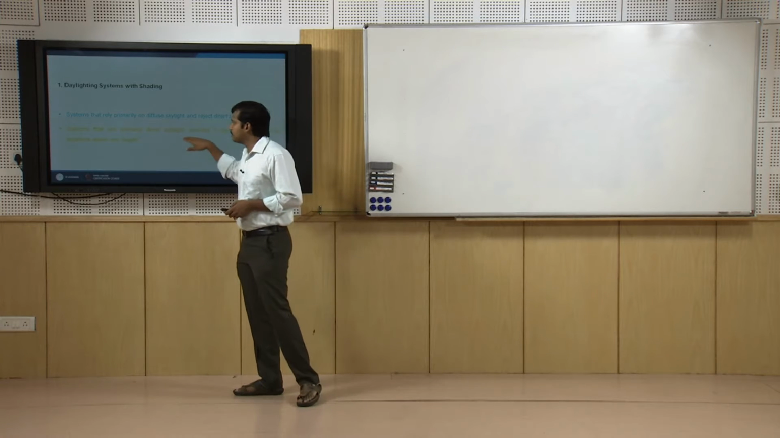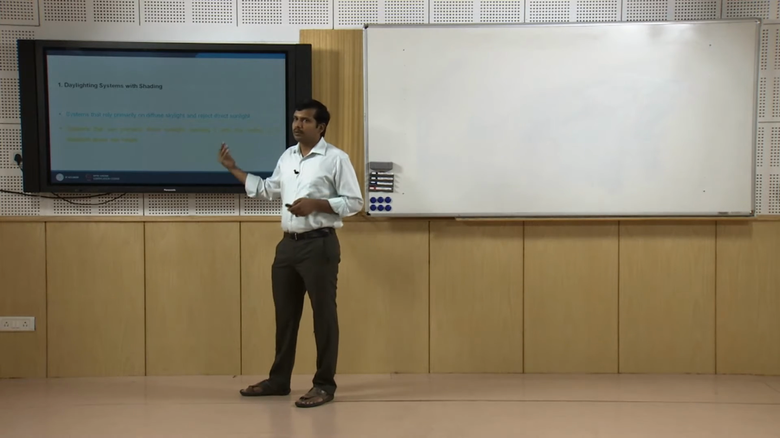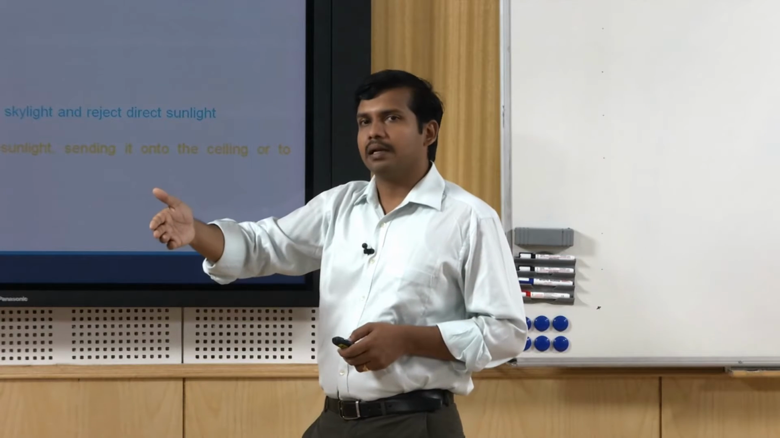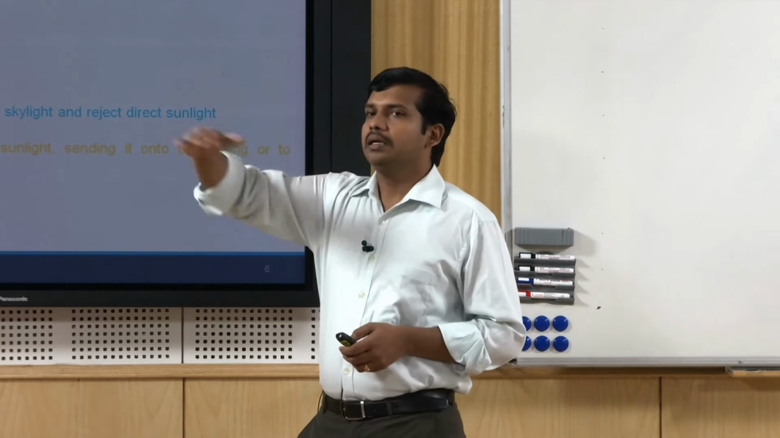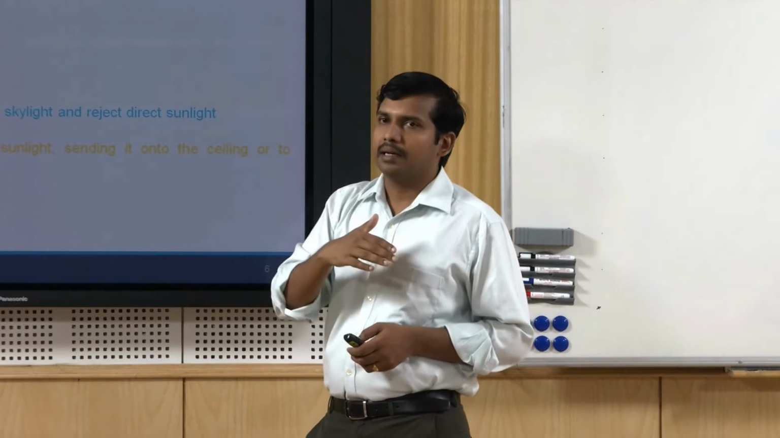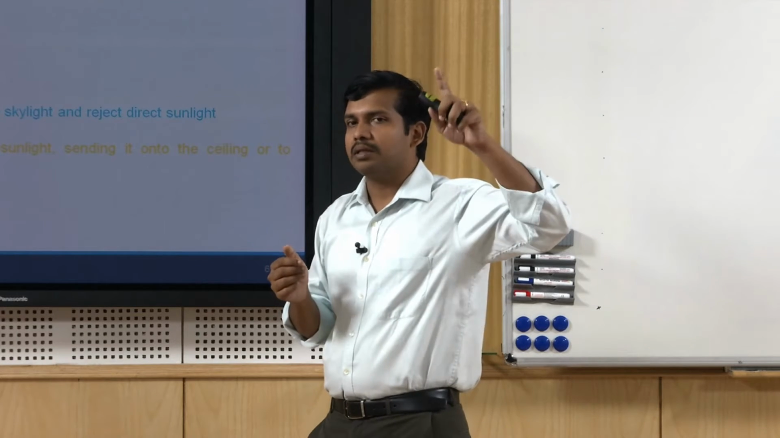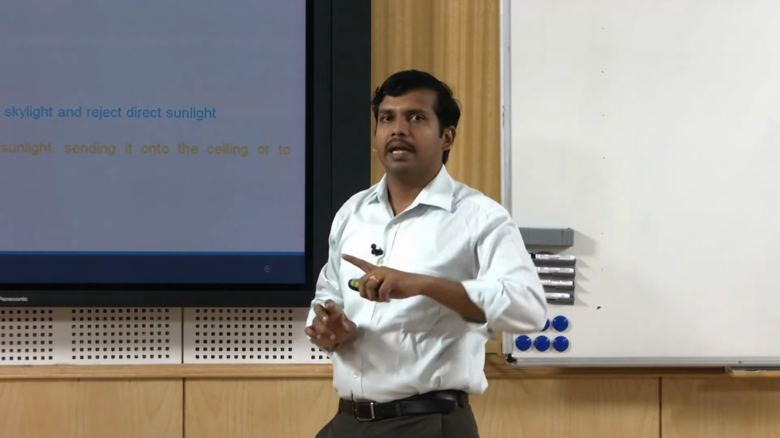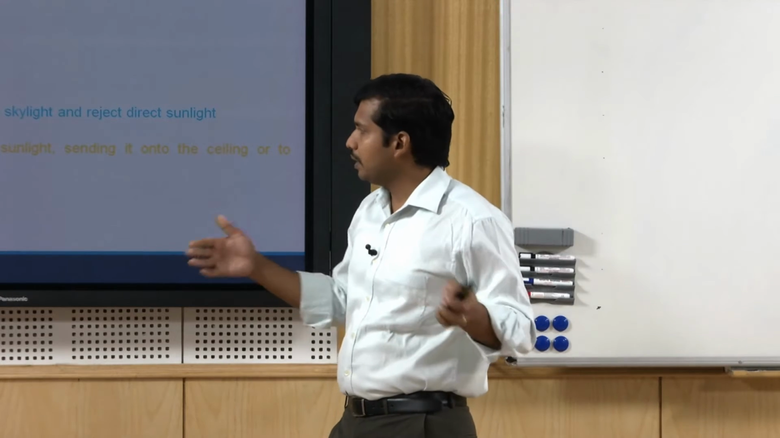The second type of system is like a light shelf. We will look at the details further. There is a reflective part which is getting direct light and reflecting it into the ceiling. It is not allowing it to affect your eye level, whereas it is reflecting into the ceiling or the interiors of the building to get further re-reflection, to light the core part of your space.